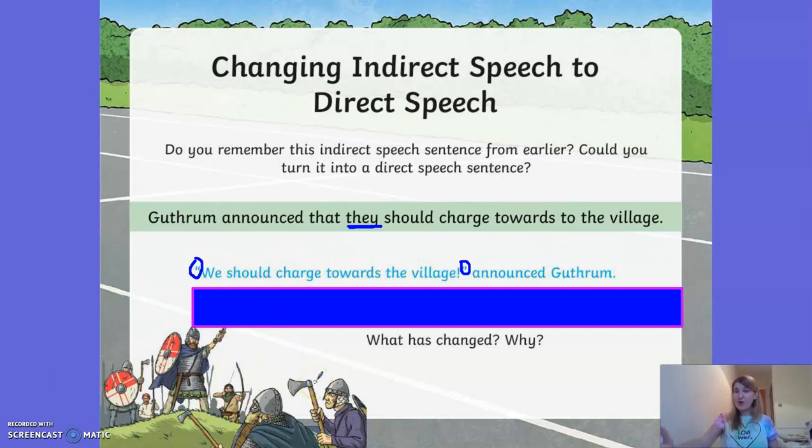And when you include yourself, you say we, don't you? So the pronoun, words that we use to talk about or refer to people, has changed. He's including himself in it because he is the one talking. We should charge towards the village, announced Guthrum. Still some bits that have stayed the same. We've got the announced Guthrum, Guthrum announced. Yeah, charge towards the village, stayed the same. Because what's being said isn't changing. It's just the thing that's changing is how we're talking about it. Okay, so hopefully that makes sense. Perhaps if you're unsure, perhaps write down those two together so that you've got something to refer back to when you're having a go at your own. Okay.